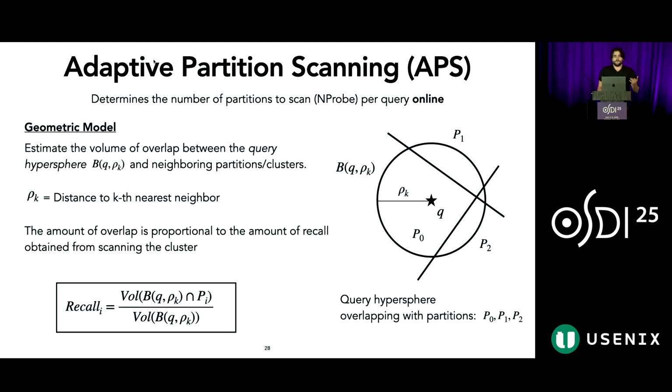And the idea here is we want to estimate what the recall is by scanning a partition. The key insight here is that the amount of overlap of this query hypersphere with the clusters is proportional to the amount of recall that you get from it. So from this, we produce a recall estimate based on this volume of overlap, and then we keep scanning partitions until our estimate has exceeded some recall target.